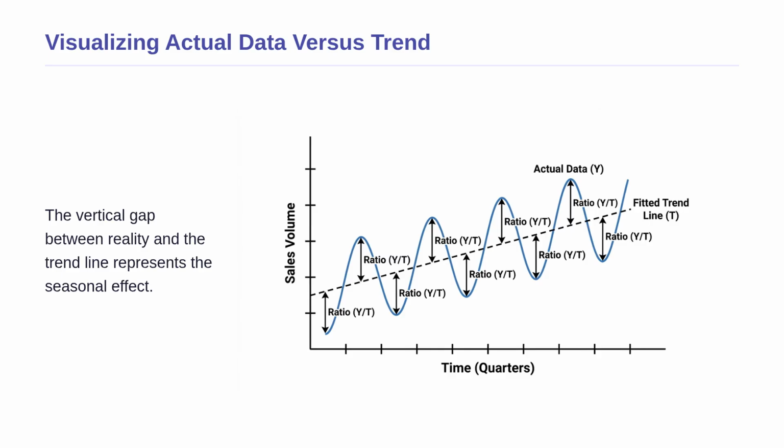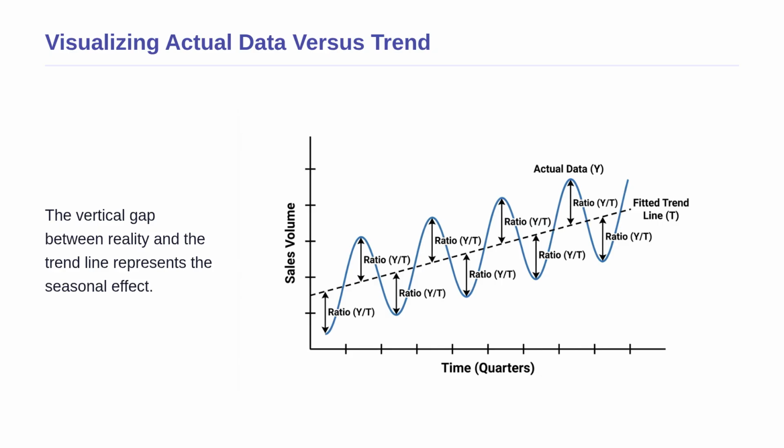Let us visualize exactly what this mathematical division looks like on a graph. On the screen, you see a plot of sales volume over time. The straight dashed line represents the mathematical trend we calculated. This is what the data would look like if seasons did not exist. The wavy solid blue line is the actual reality we observed, peaking and dipping.